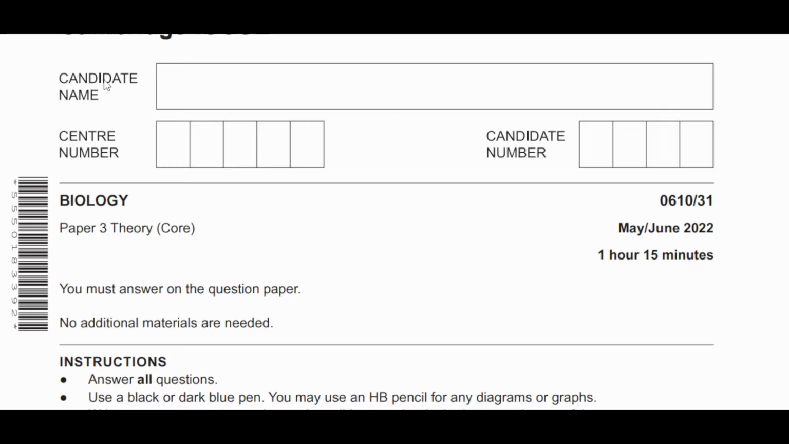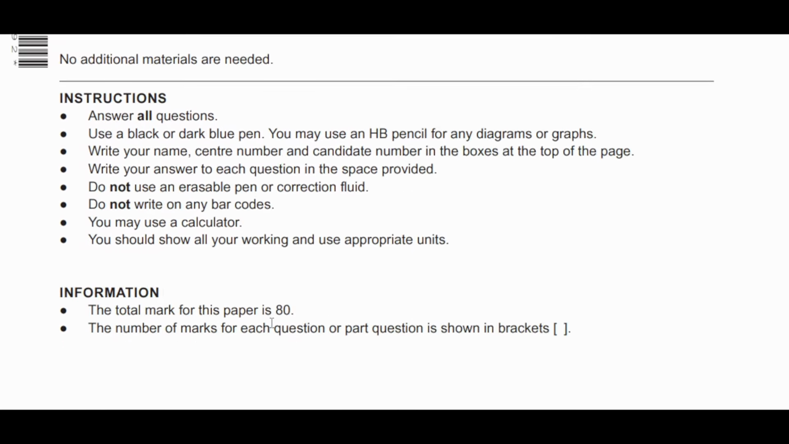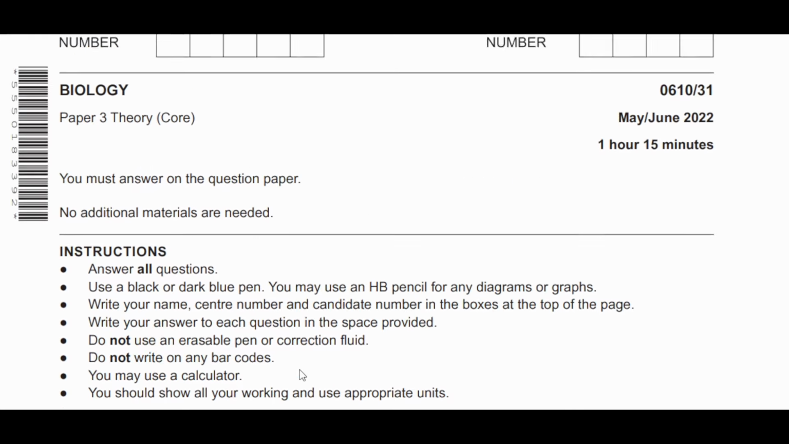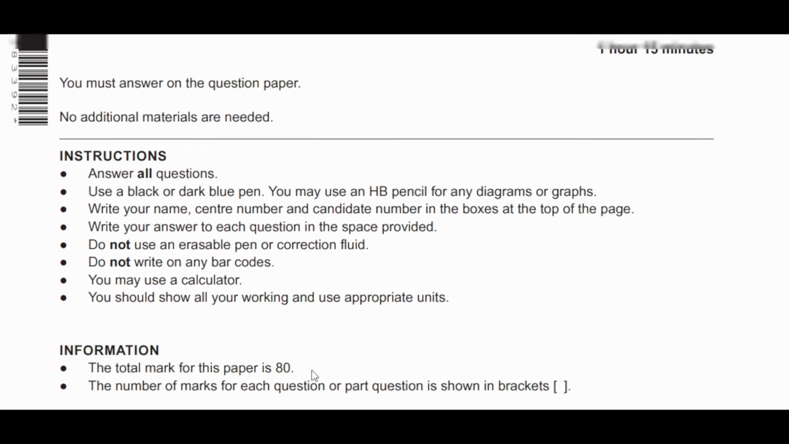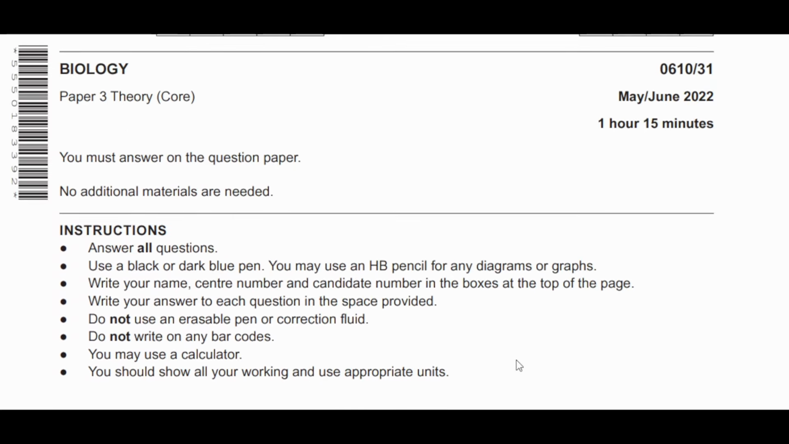Okay, so this is a structured paper, but it's core. This paper, the total mark is 80, so there'll be quite a few questions, so let's go through it together.